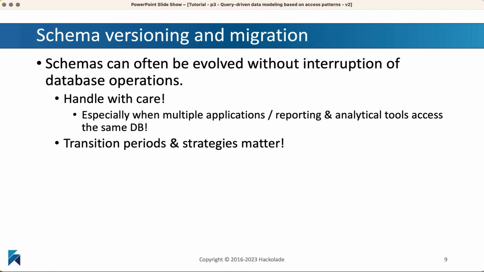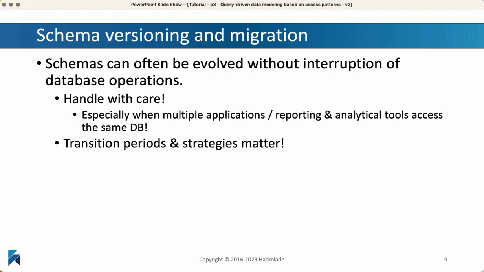But of course, semantically, you will still need to worry about whether or not the information that you're storing is going to be usable by all of the different applications or the reporting and the analytical tools that are accessing the same database, right? So whether or not it's possible, yes or no, is obviously important, but whether it's desirable is something completely different. And therefore, we need to think about transition periods and transition strategies, right? We don't want to do this.